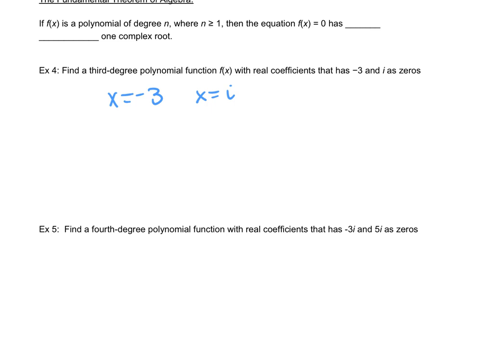If x equals i is a solution, what else is a solution? x equals... No, think complex conjugates. Negative i, exactly. So it's not explicitly stated there, but you have to remember to say, okay, i is a solution, which means negative i is also a solution. We have to remember to include both of those. Okay? All right. We're basically working backwards. This question is asking us to work backwards. We have the zeros. Now we need to write these as factors.